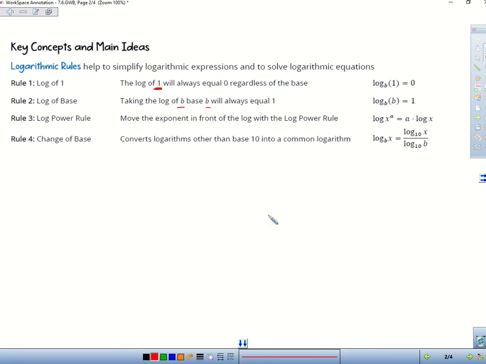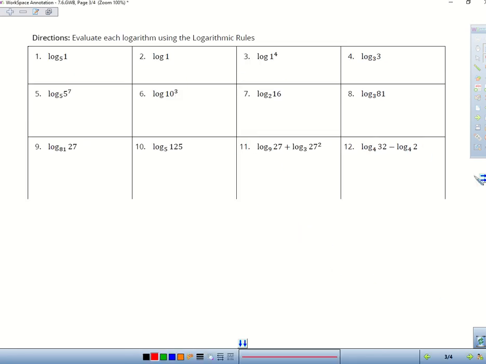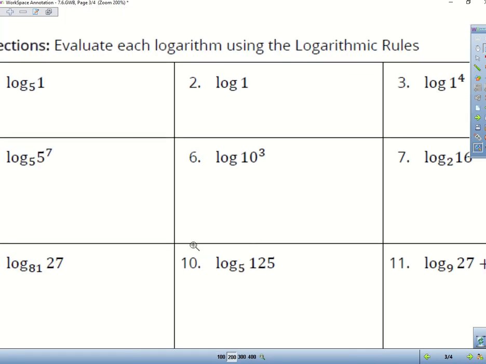So yeah, let's go ahead and get started. Reminder that if there's no base on your log, the implied base is not 1, but 10. You remember 10? Okay. So I'll zoom in here and we'll get started.